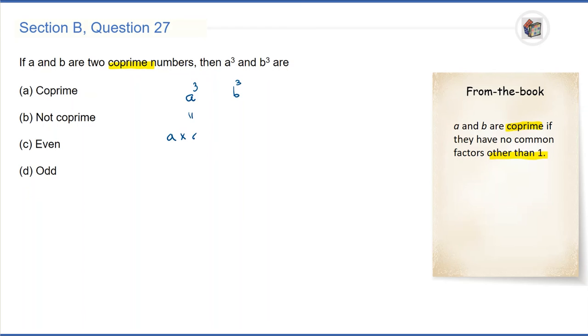A cube is just a times a times a. B cube is b times b times b. When a and b themselves have nothing in common, how can a have anything in common when I give it 3 b's to the other side? If it doesn't have anything with 1 b, then it will not have no matter how many b's I have. So there is still going to be nothing common between these two. The answer is A. The numbers are still co-prime.